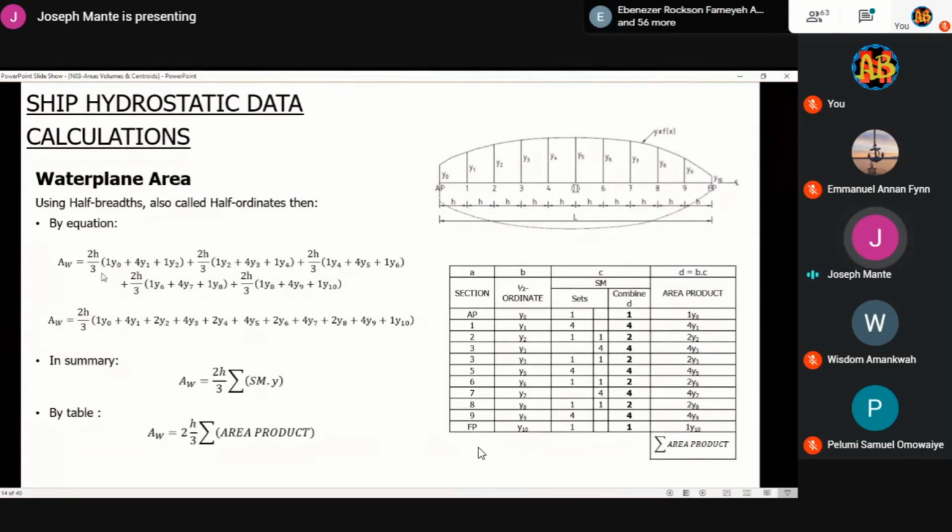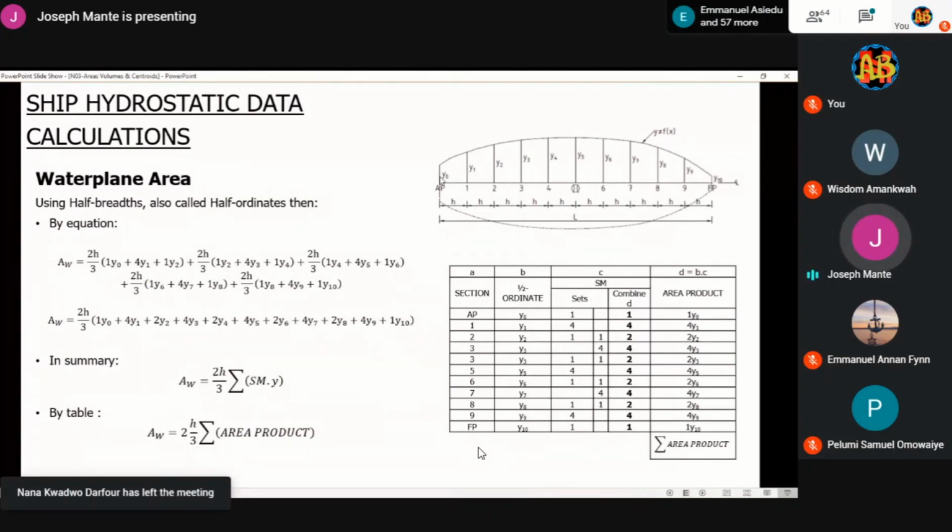So 2h over 3. So here we are saying that Simpson's rule says that y0 should multiply 1, y1 should multiply 4, and y2 should multiply 1. And this is the formula that has already been reduced. So when you come here, the formula says that it should be 1, 4, and 1. So you have gotten that.